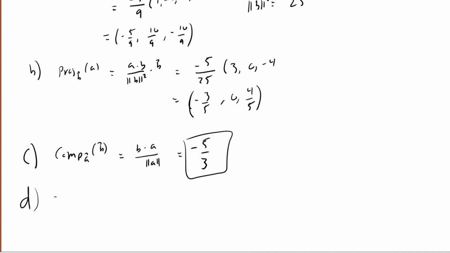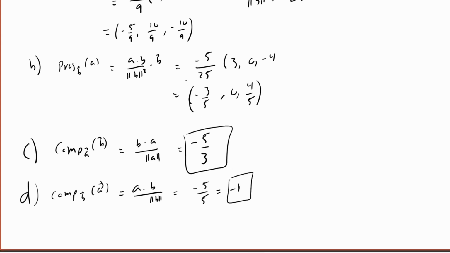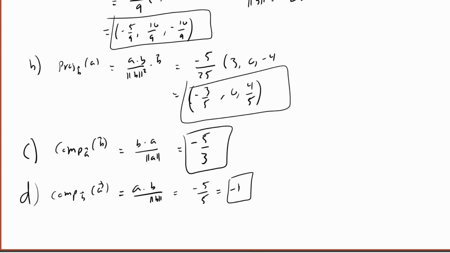And now if we go the other way around, component of A in the direction of B, that's A dot B over norm B, like this. So norm B squared was 25, so this is minus 5 over 5, which is minus 1.